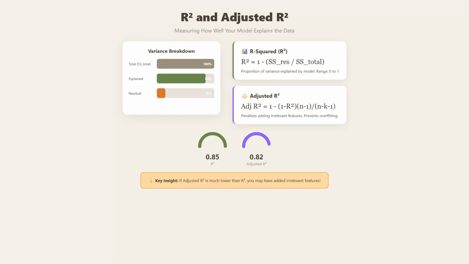This can be misleading. That's why we also use adjusted R-squared, which penalizes you for adding features that don't improve the model. If your R-squared is 0.85, but your adjusted R-squared is only 0.7, that's a red flag that you may have added irrelevant features. Always report both metrics when evaluating your models.